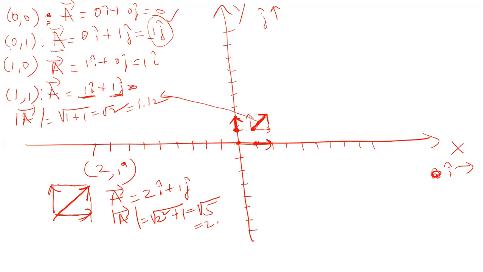2 times 2 is 4. So 2.4 or something like that. Square root of 5 is, I don't know the exact number. You can calculate it also. Square root of 5 has a magnitude of 2.4 something. All right. So what is this vector now?